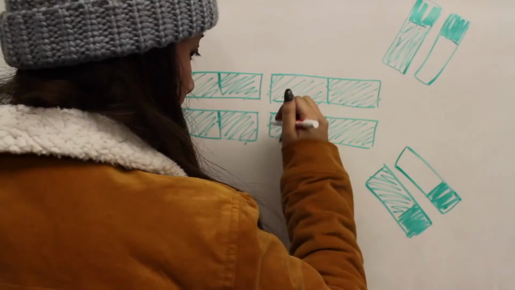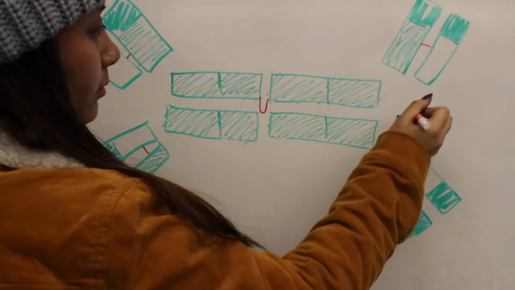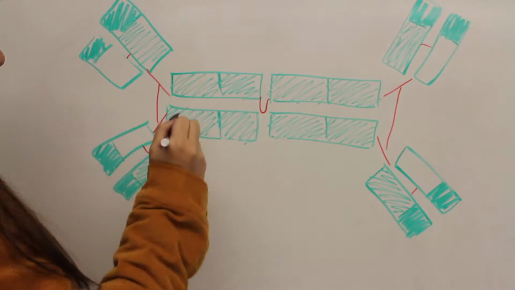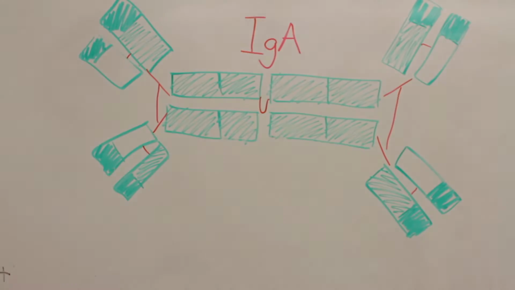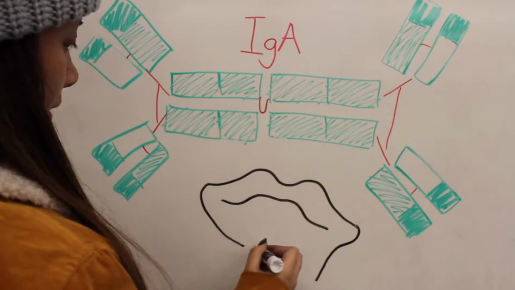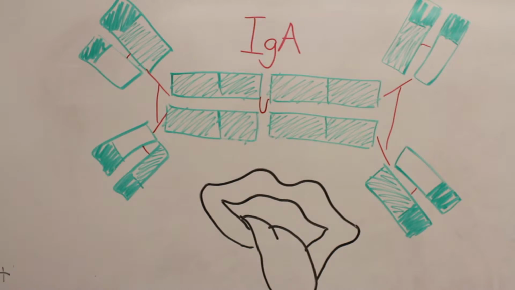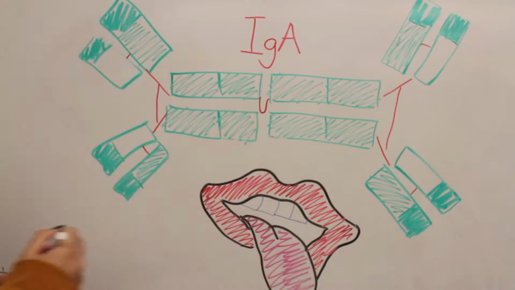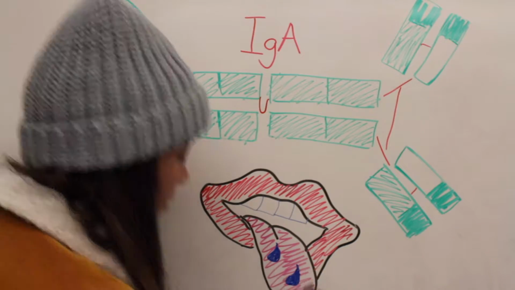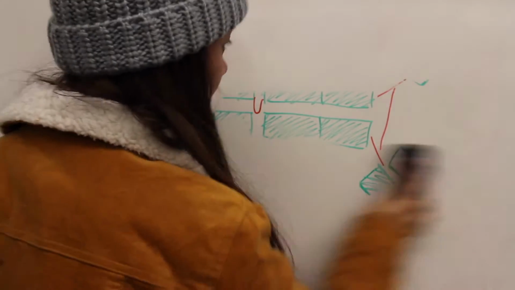IgA has 4 binding sites. It is most commonly found in bodily secretions. It is mainly found in the mother's breast milk, saliva, mucus, and tears. We drew an image of a tongue, which is an example of your body's first line of defense, and it secretes saliva. It is not only important to our digestive system, but it also helps in protecting us from tooth decay, cavities, and gum disease.